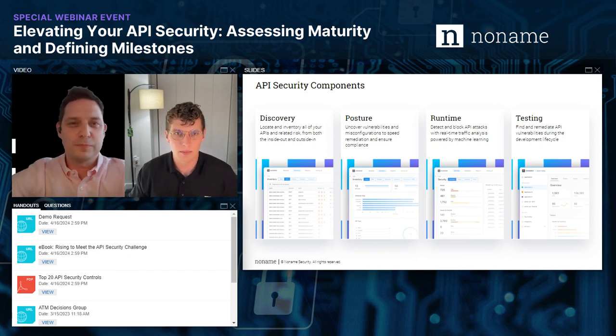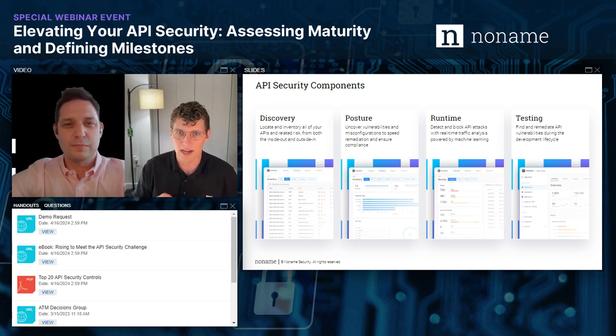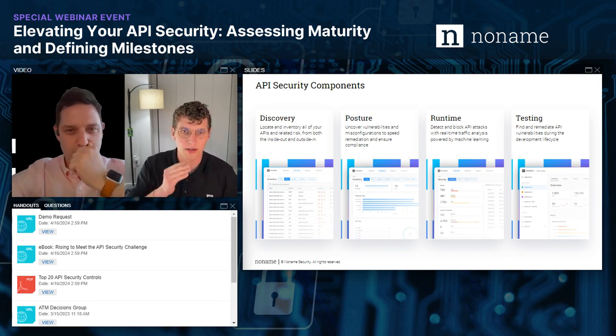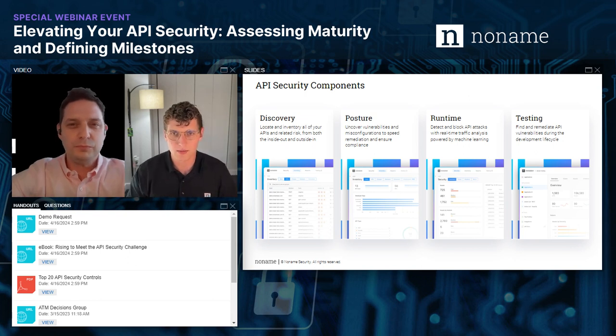So we'll start by breaking down the notion of API security into something that's a little bit more manageable. No Name Security, as well as some of the industry experts, agree that API security can be broken down into 4 distinct areas. That's going to be discovery, posture, runtime, and testing. So for today's webinar, we'll go through each one of these and discuss what different levels of maturity actually mean for them. And so Stas, do you want to take us away with discovery?